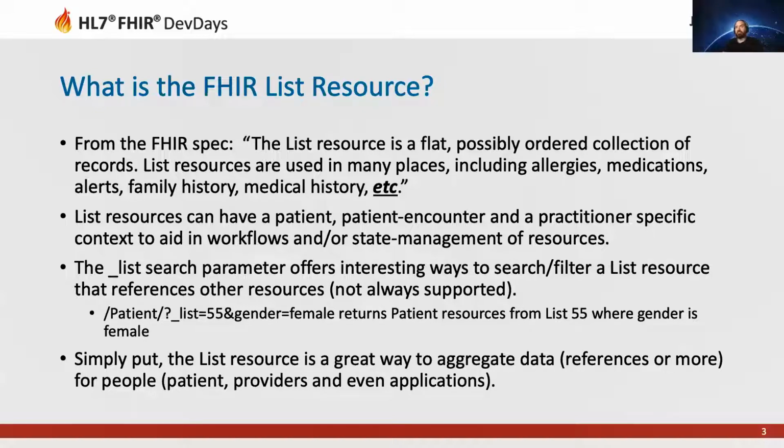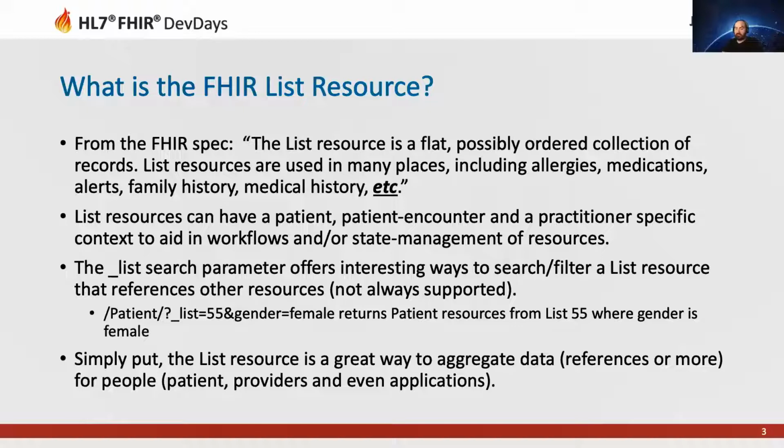This is where we push the limits of what the FHIR List resource can be used for. A FHIR List resource can have a patient, encounter, and practitioner-specific context. This can aid in workflows or state management of resources. However, it doesn't have to, which is quite interesting. So you can have a list resource that is patient-specific, regardless of an encounter, or patient and encounter-specific, scoped to that patient and that episode of care. Something for a practitioner, or something that is not related to a practitioner or a patient at all.